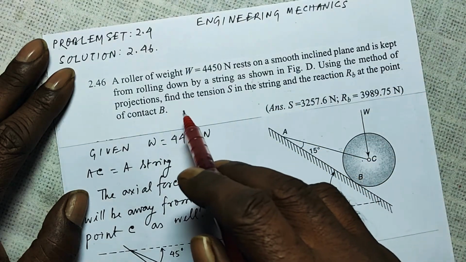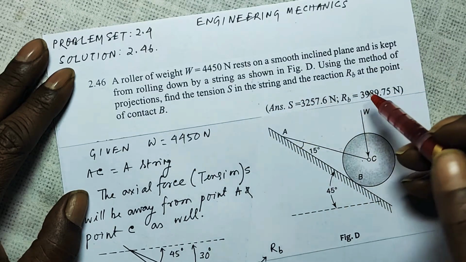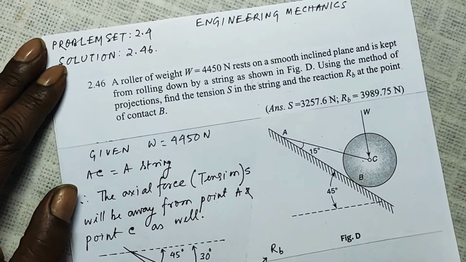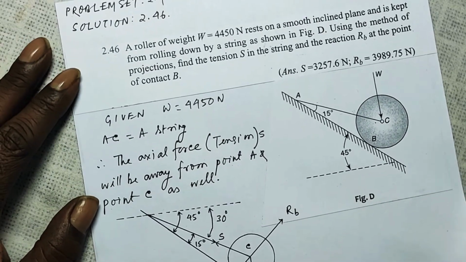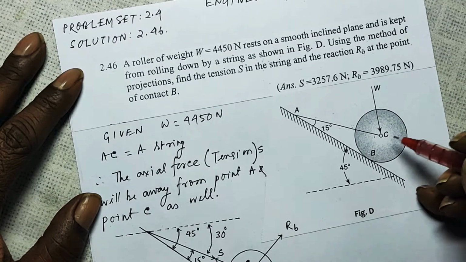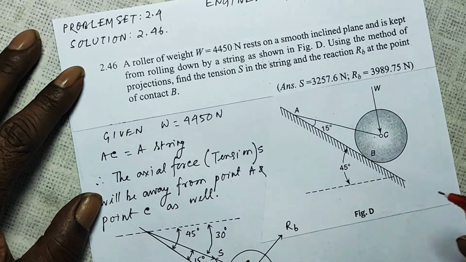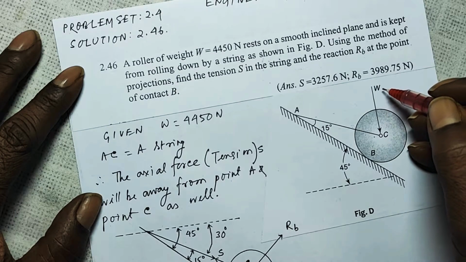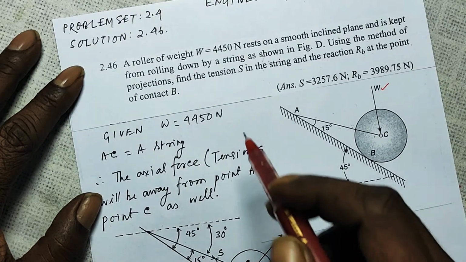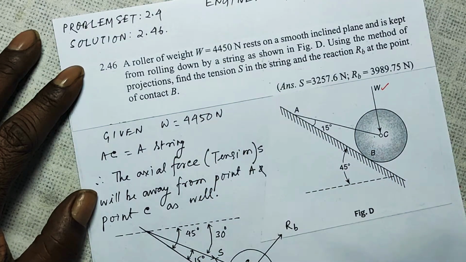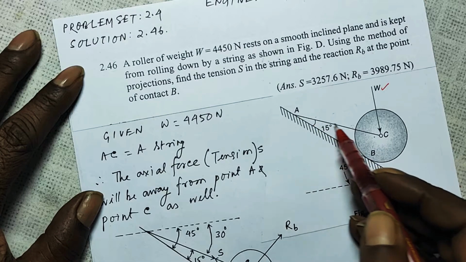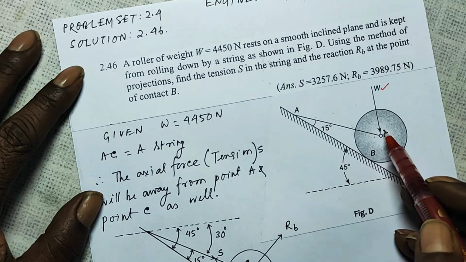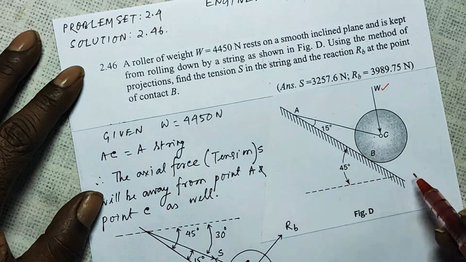Using the method of projections, find the tension S in the string and the reaction RB at the point of contact B, right? So there is no force of friction. So what is given is the weight of this roller from the center of gravity downward, as it is shown here, is W, and the value of W is given as 4450 Newton. And AC is a string making angle 15 degree here, and it is holding back this roller from rolling down.